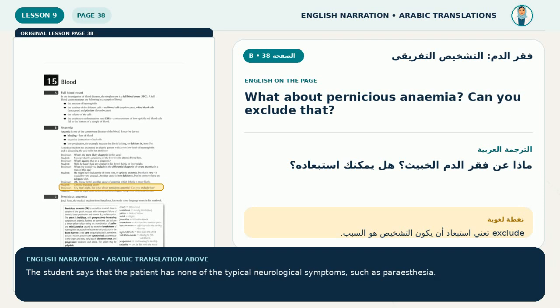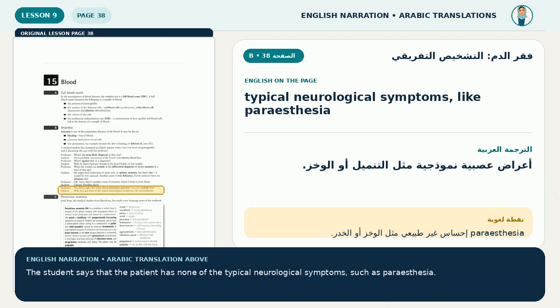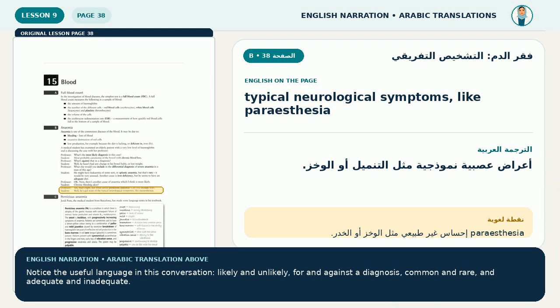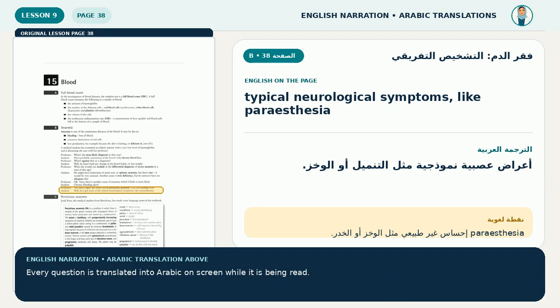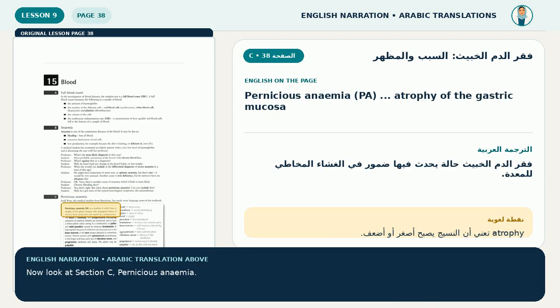The student says that the patient has none of the typical neurological symptoms, such as paresthesia. Paresthesia is an unusual sensation, such as tingling, pins and needles, or numbness. Notice the useful language in this conversation. Likely and unlikely, for and against a diagnosis, common and rare, and adequate and inadequate. Every question is translated into Arabic on screen while it is being read. Now look at Section C, Pernicious anemia.